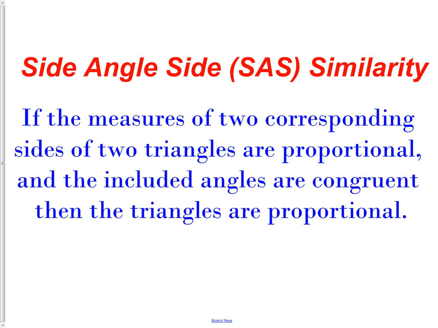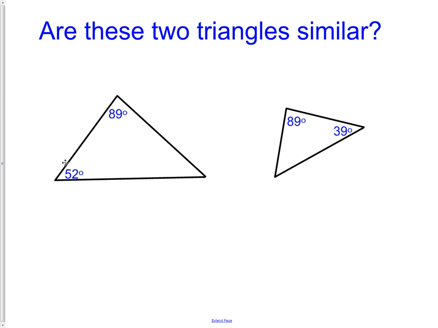Let's try and use these different theorems we have here. So in this triangle I have a 52 by 89. In the other triangle I have an 89 by 39. We need to figure out, are these triangles similar? We can start with either triangle. I'll start with the one on the right. We have an 89 by 39. If we add the 89 and the 39 together, we'll get 128.